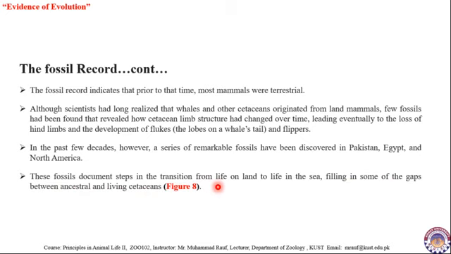Now, this is an interesting statement because if you look at the evolution of life, then we say that life originated in the oceans and then migrated to land, and here we see that the cetaceans, the mammals, their ancestors were terrestrial. So it means life once moved from oceans to land and then from land to ocean.